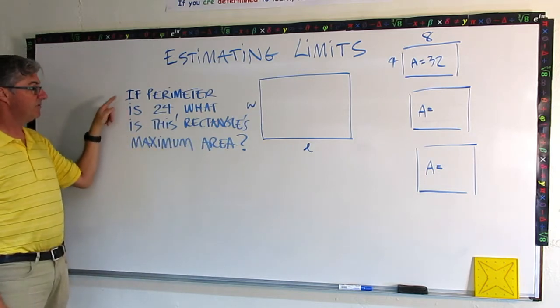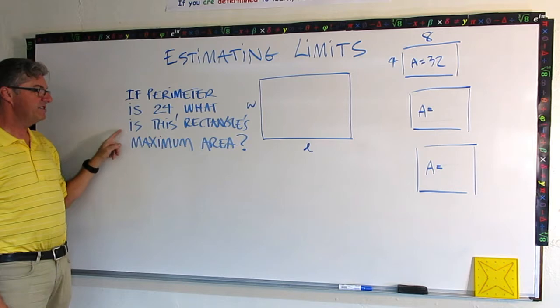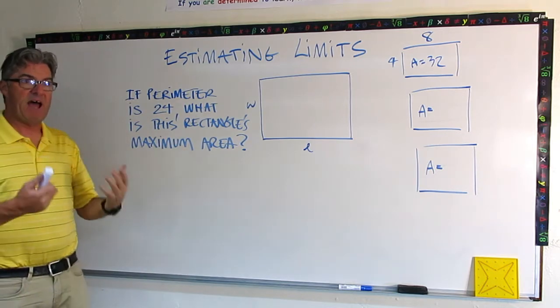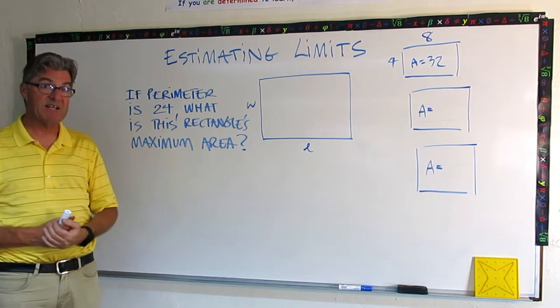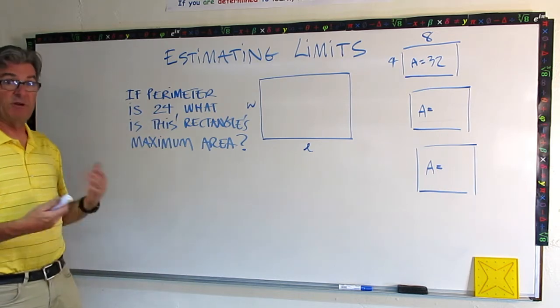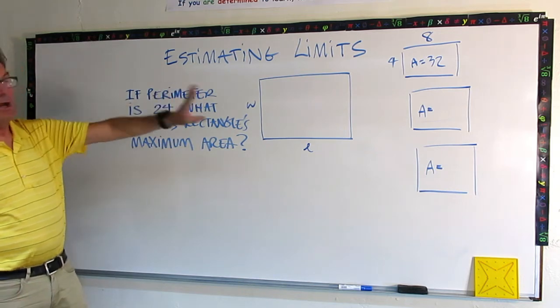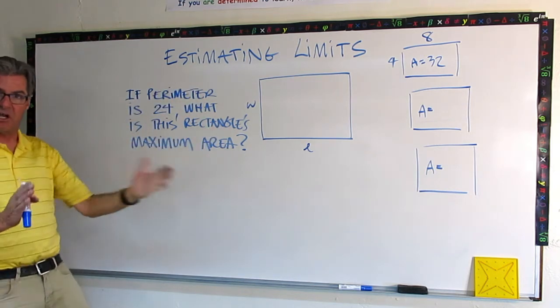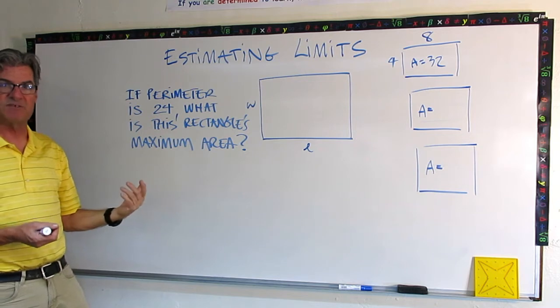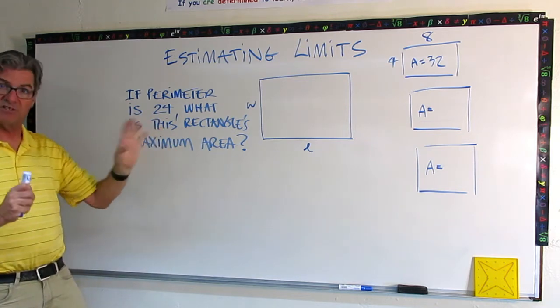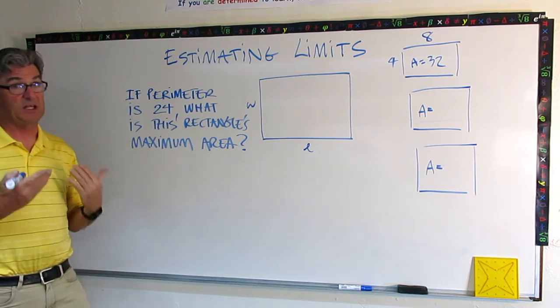If the perimeter of the rectangle is 24, what is the rectangle's maximum area? A lot of the math that comes in calculus is about maximizing things, and derivatives help you do that as well. So let's take a look at that. Let's just do a test to see if we can find out how we might maximize area. You probably already have the solution in your head if you've looked at this, but I want to go step by step because we're going to develop this idea of a limit.